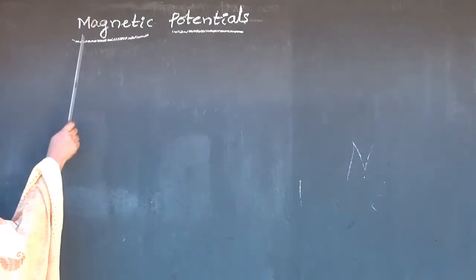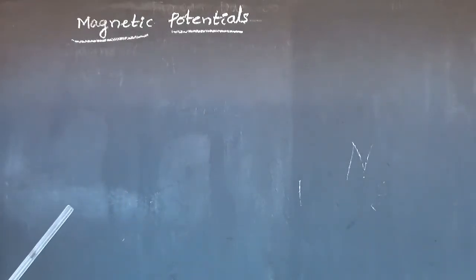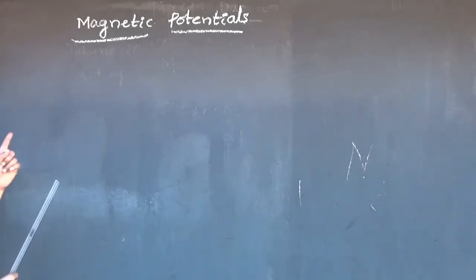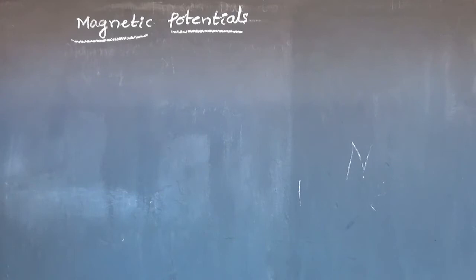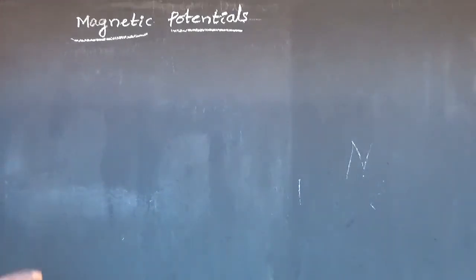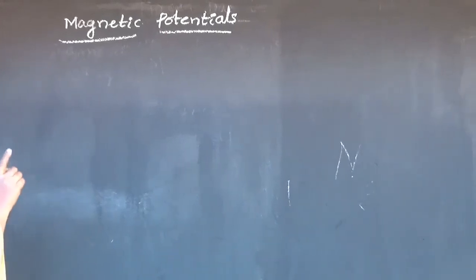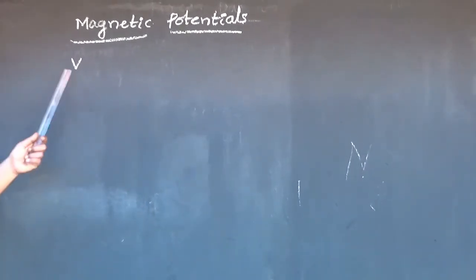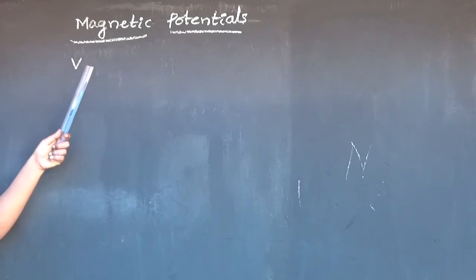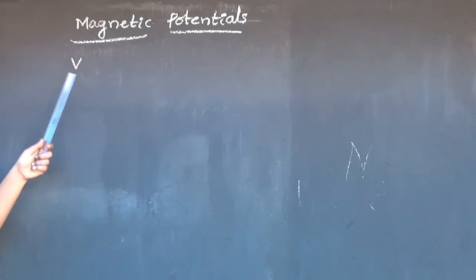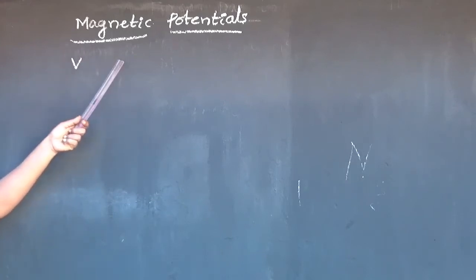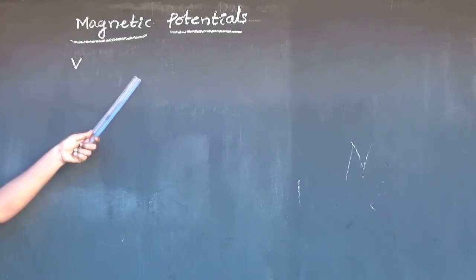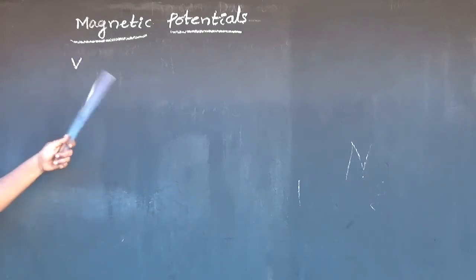Today we are going to learn about the magnetic potentials, and we already know that magnetostatics is analogous to electrostatics. So in electrostatics we have a quantity called electric potential, which is represented with V. We know that voltage V is the electric potential, which is an electrostatic quantity. In the same way, in magnetostatics also, we have to have the potential, which we are going to see now.